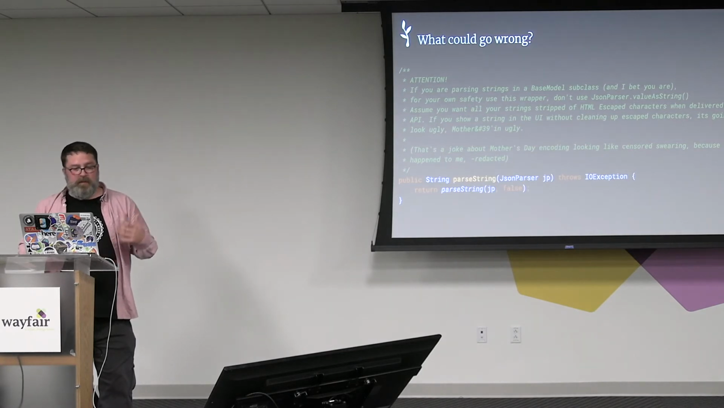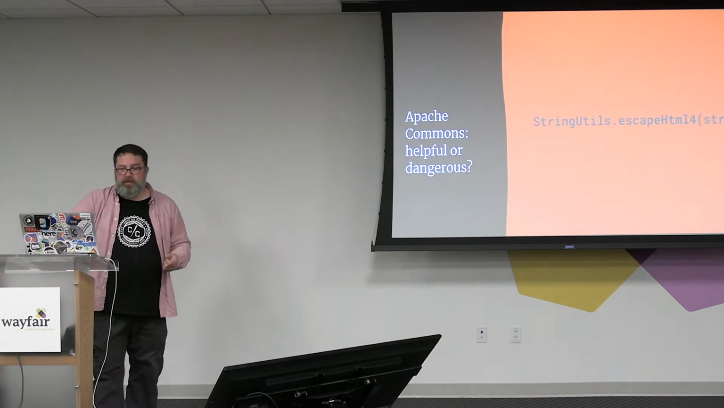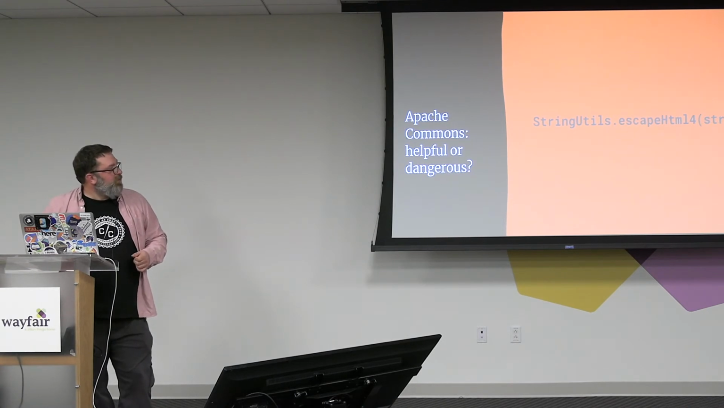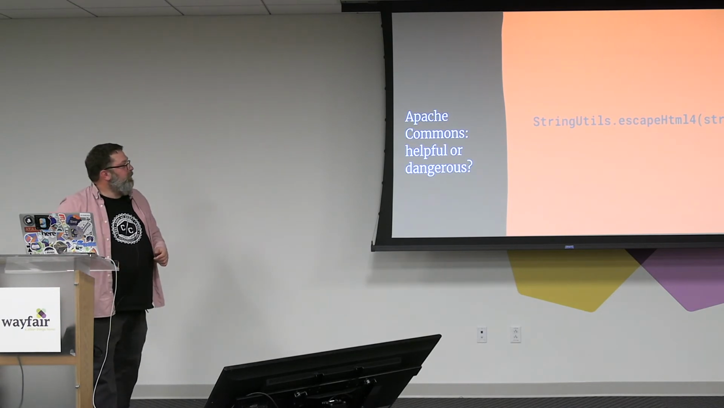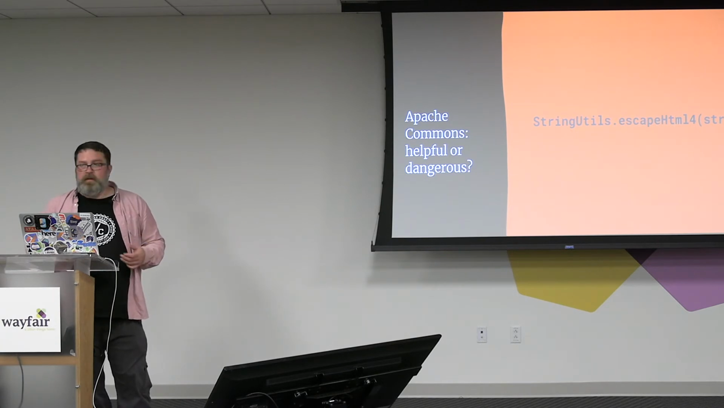So how did we do that? We actually used StringUtils from Apache Commons. I feel like this is a classic Android engineering question. Apache Commons, helpful or dangerous? Find out more at 11. So we use this to escape our HTML. It seemed like a good idea. We didn't want censored swearing, so it was working pretty well.